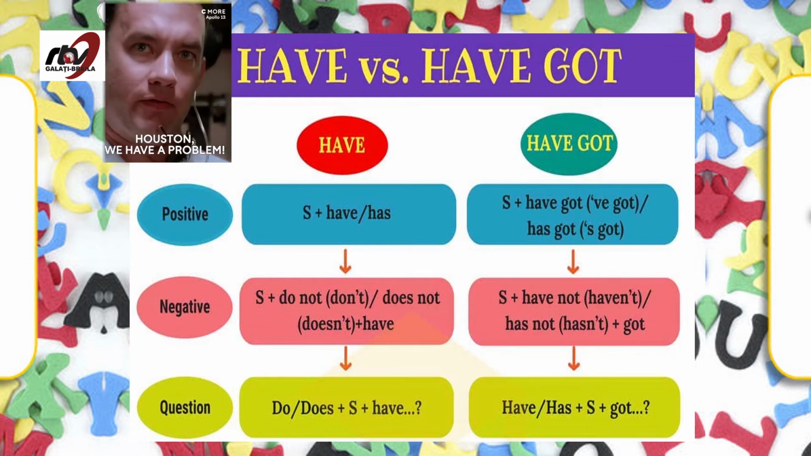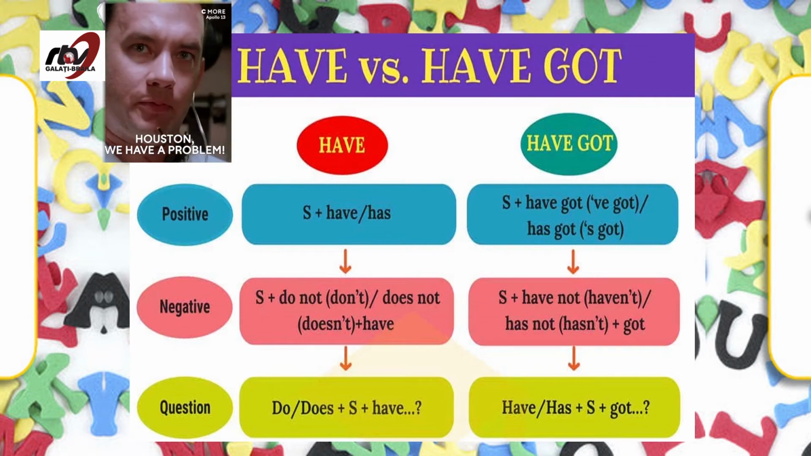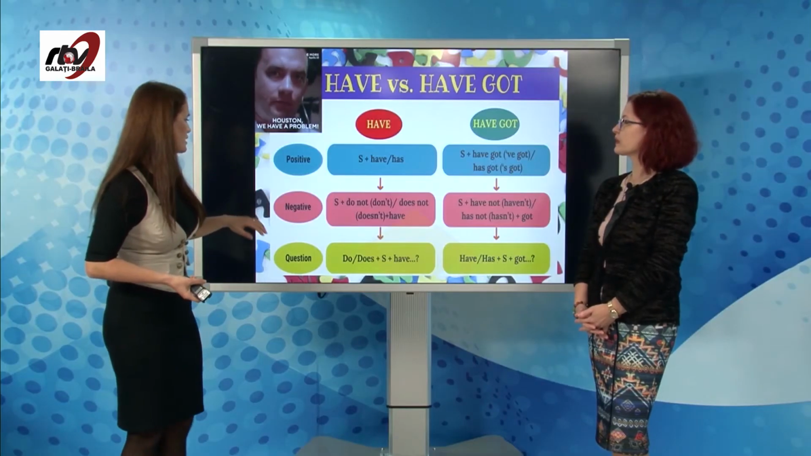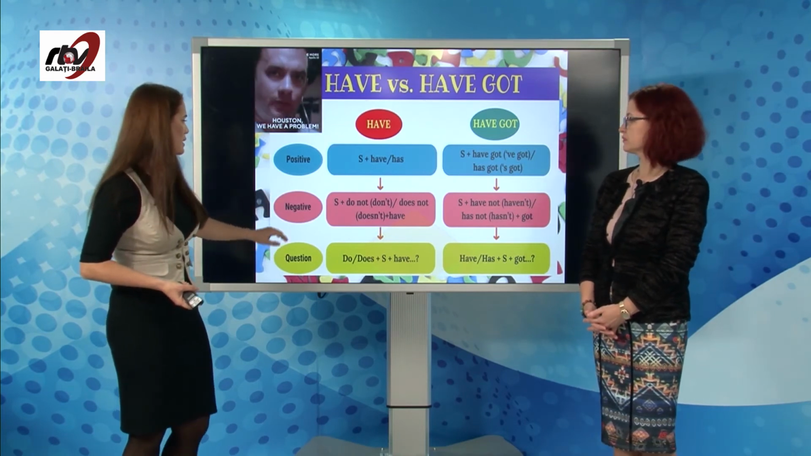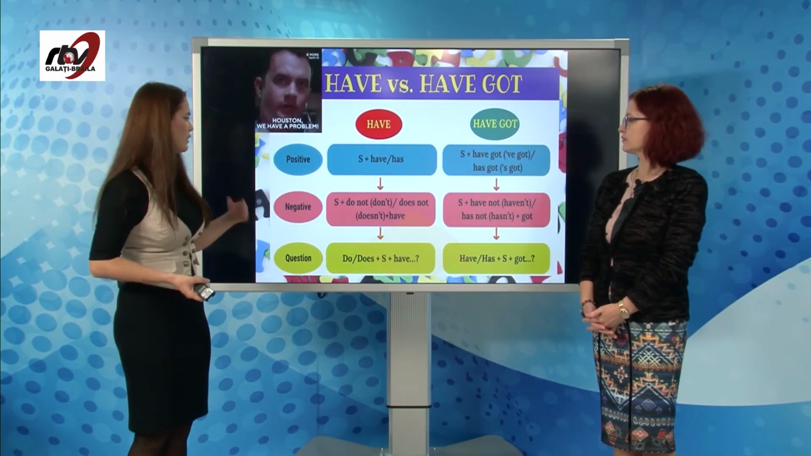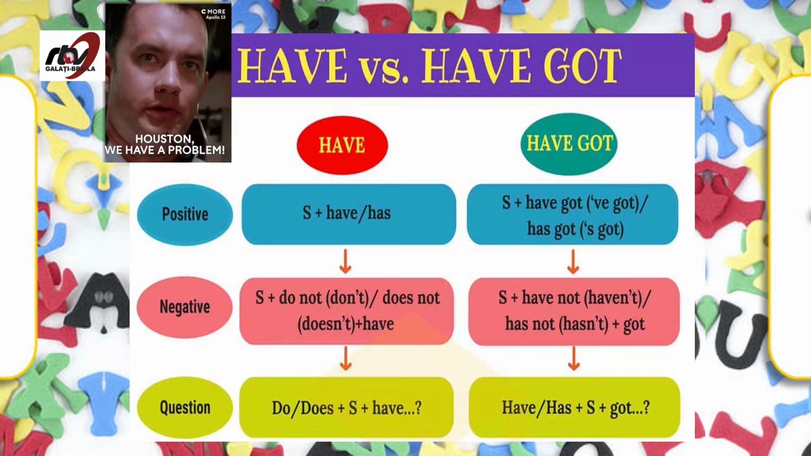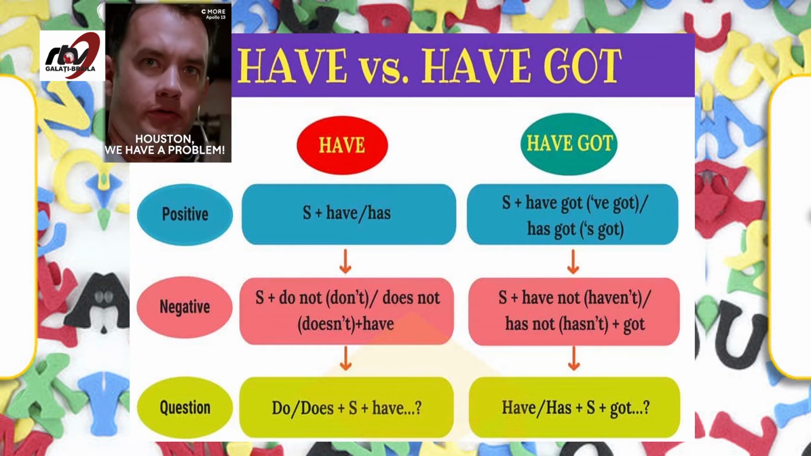Some people use have got. Some people use just have. What's the difference? Well, Americans use have and British people use have got. We should pay attention to the negative and the interrogative, the questions. Because with only have, we usually say she does not have a book, and with have got, she hasn't got a book. With the question, does she have a book? Has she got a book?